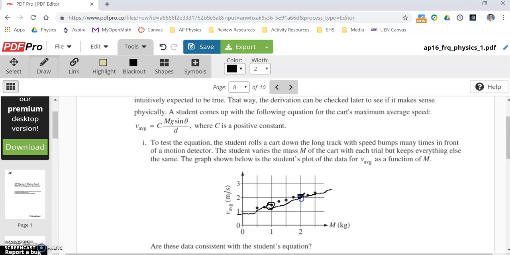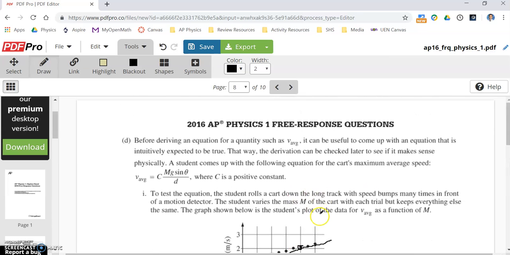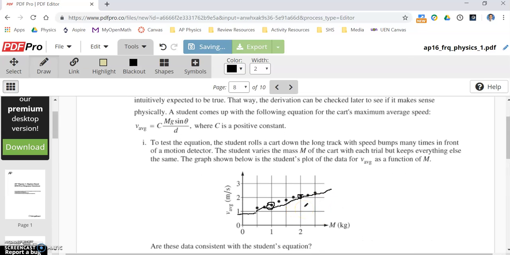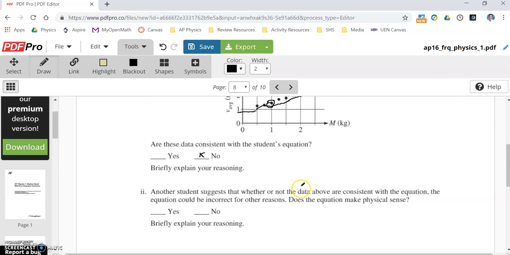So when we double the mass, we don't have double the velocity, which means that there's something missing in our equation. So we're going to say no, and then I'm not going to write it out because you just heard the 2 reasons that I gave there.